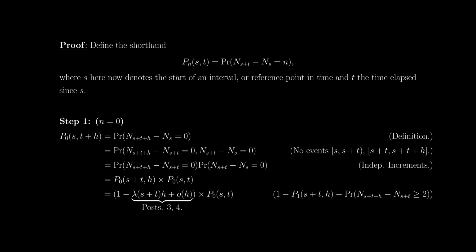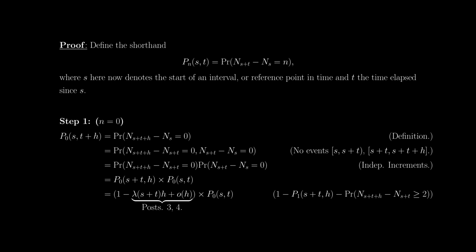Well, because those increments are independent, so note that the independence of the increments are still in our postulates for the time-inhomogeneous case, we can write that as the product of two probabilities, which are just p naught s plus t for length h times p naught s t. Okay, so an interval of length t.